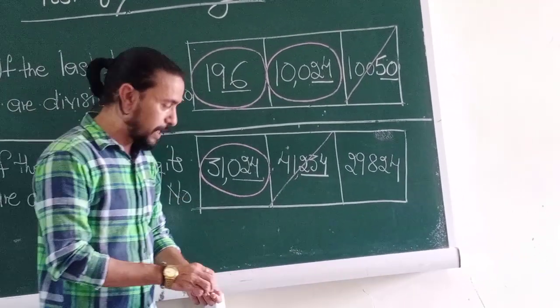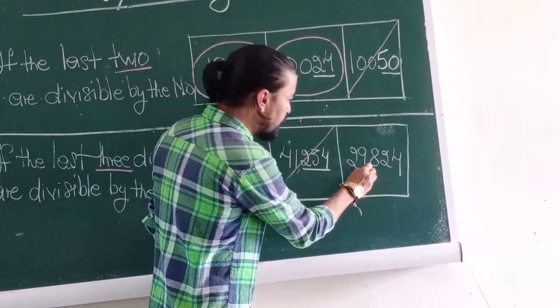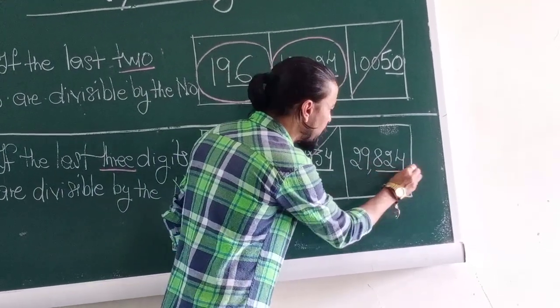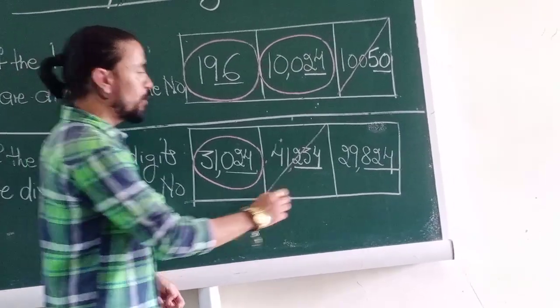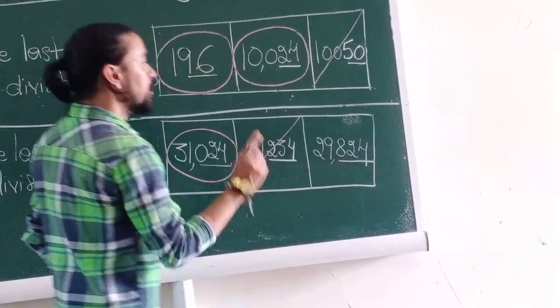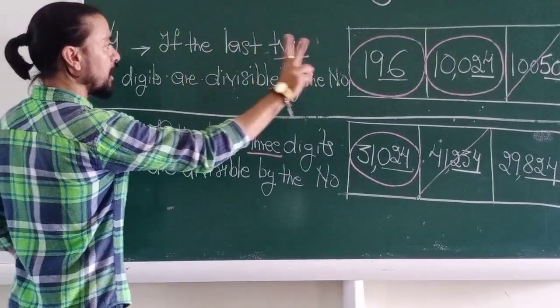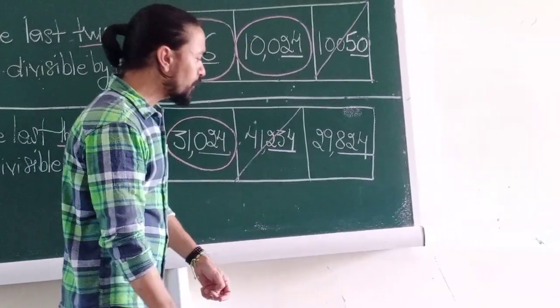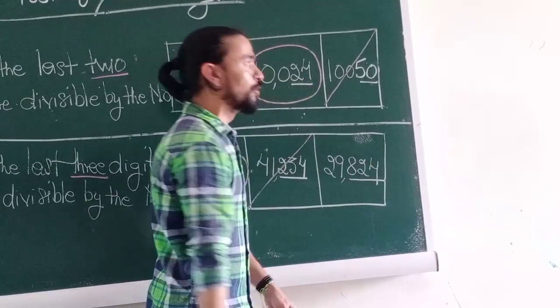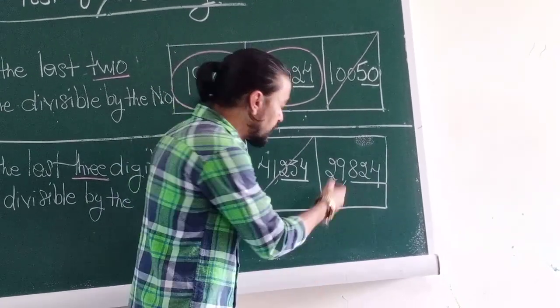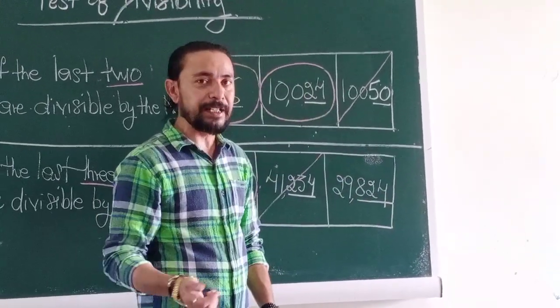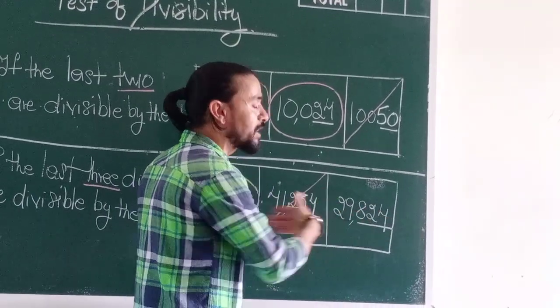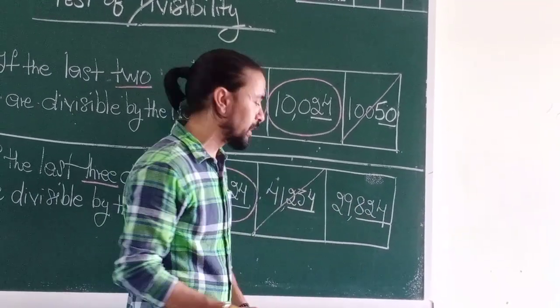Let's go to the third example. 29,824. I only have to check the last 3 digits. Remember, for 4 it is the last 2, for 8 it is the last 3 digits. Now I get 824 here. I need to check: does 824 divide by 8? Then I will know that this entire 29,824 is divisible by 8.